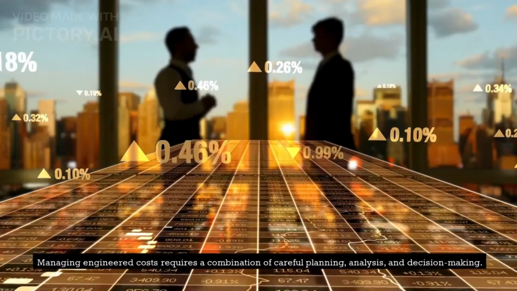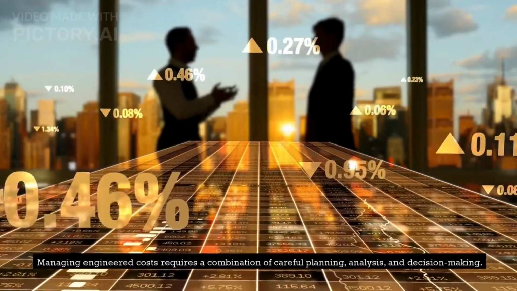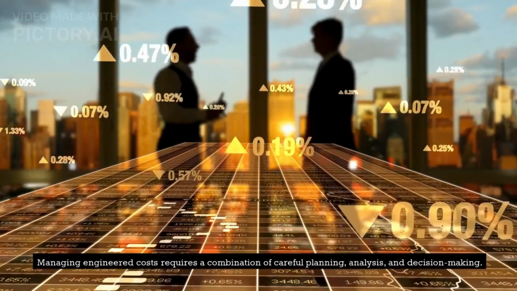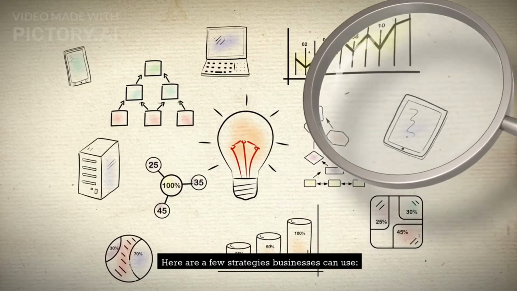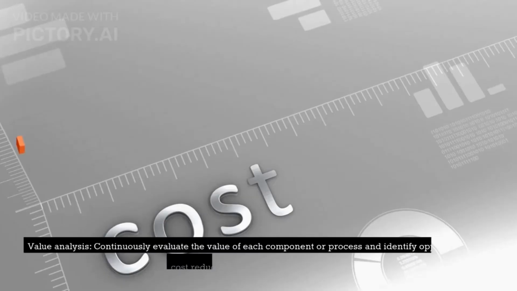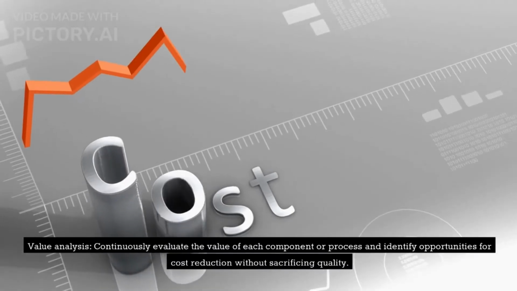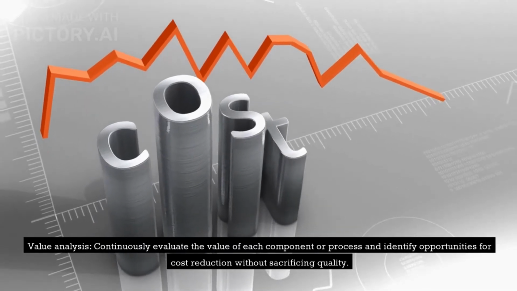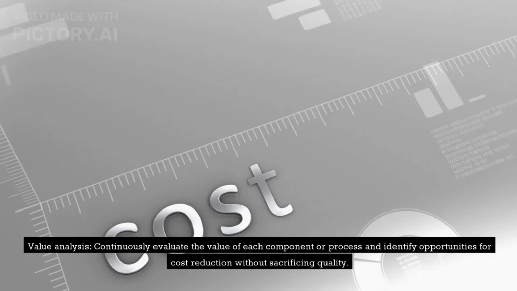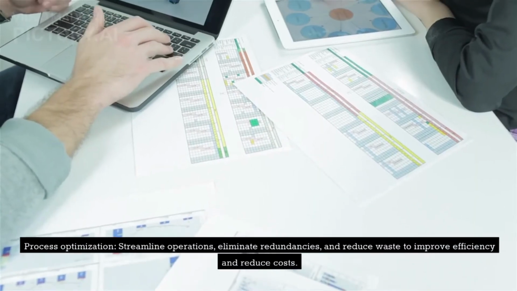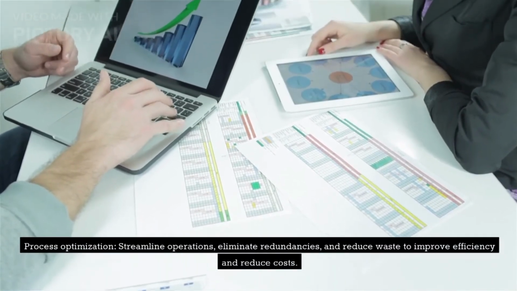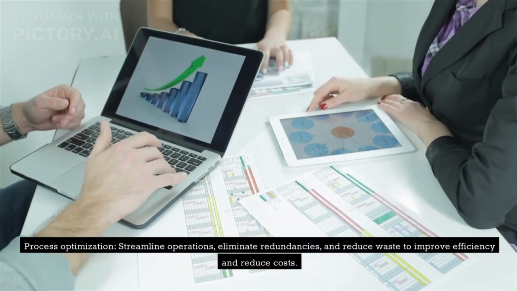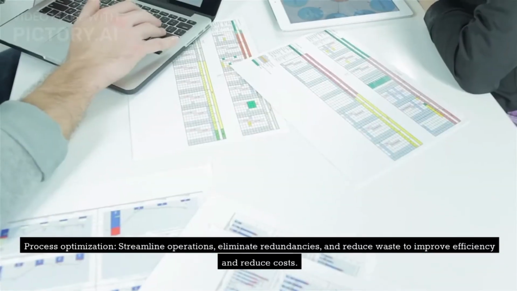Managing engineered costs requires a combination of careful planning, analysis, and decision-making. Here are a few strategies businesses can use. Value analysis. Continuously evaluate the value of each component or process and identify opportunities for cost reduction without sacrificing quality. Process optimization. Streamline operations, eliminate redundancies, and reduce waste to improve efficiency and reduce costs.